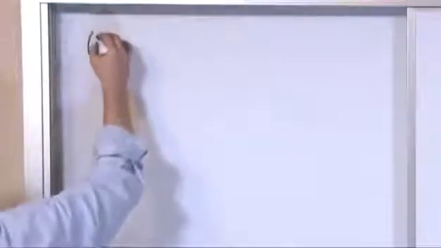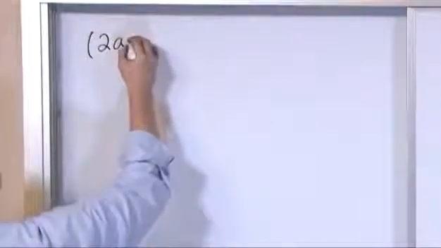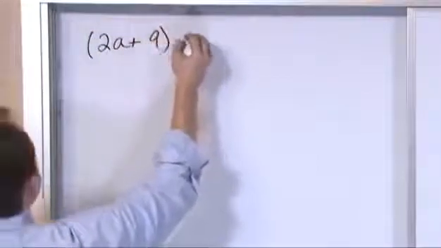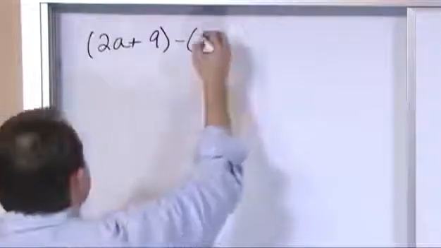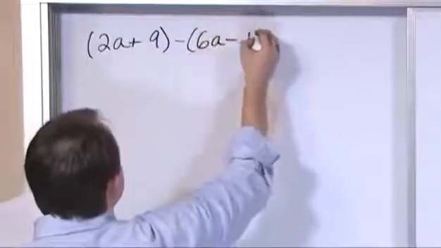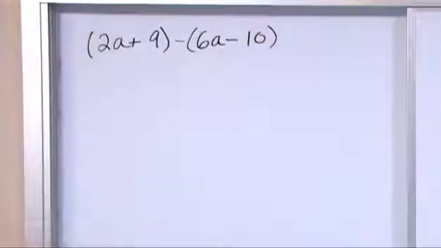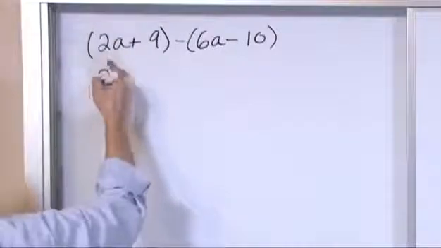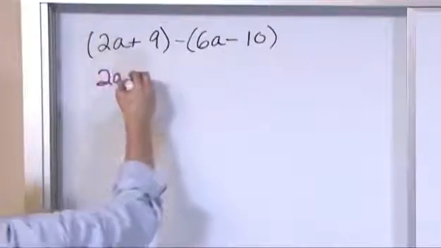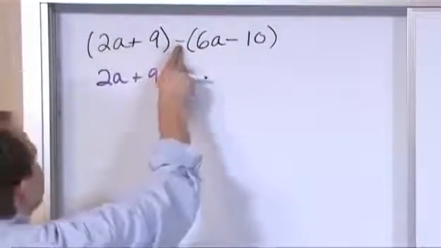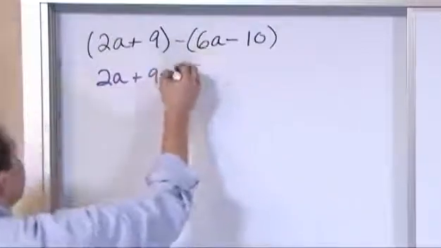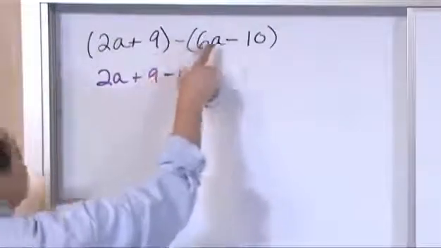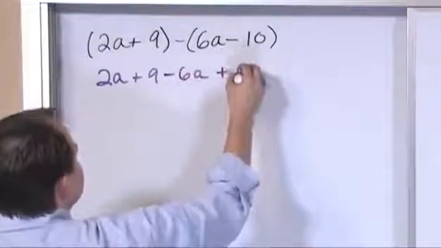Okay, what if we had 2a plus 9 minus 6a minus 10? And so we have the same sort of thing. We need to get rid of these parentheses. So this guy, I wrapped him up in these parentheses, but you don't really need them because there's nothing out in front. So 2a plus 9. Here, negative times 6a is negative 6a. Negative times negative 10 is positive 10.